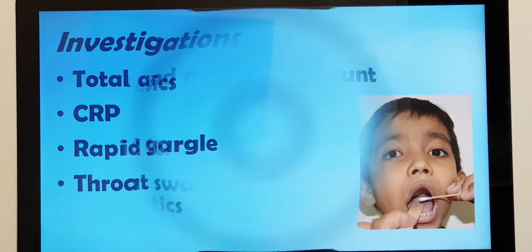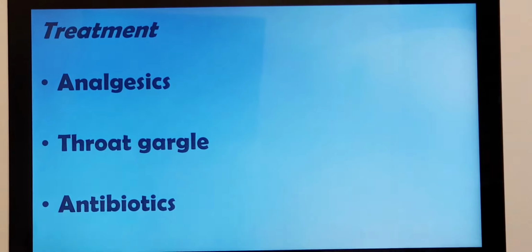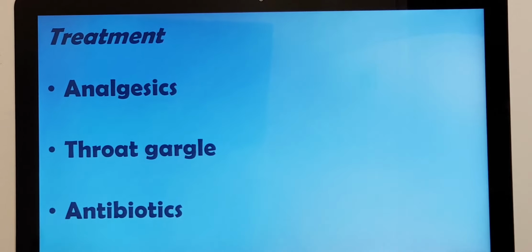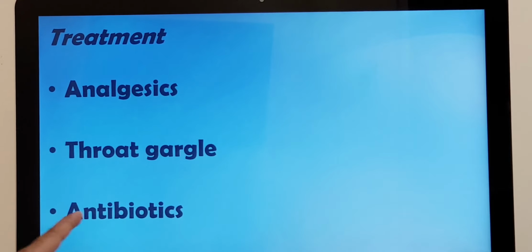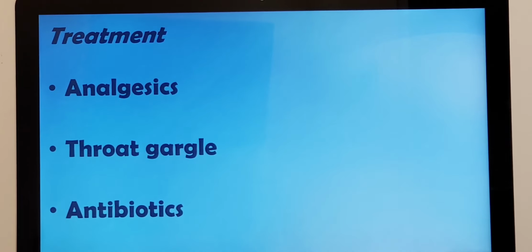So, coming to management, to start with, we will give a painkiller and throat gargle, and suppose the infection episode does not subside within 3 days and there is persistent fever and blood investigation shows a bacterial infection, we would like to give a course of antibiotic. So, this is how we manage acute episode.